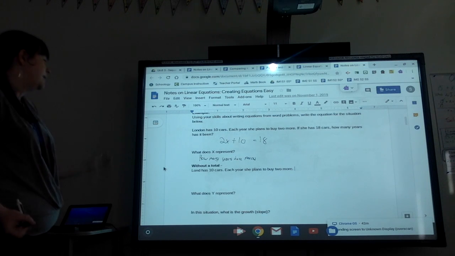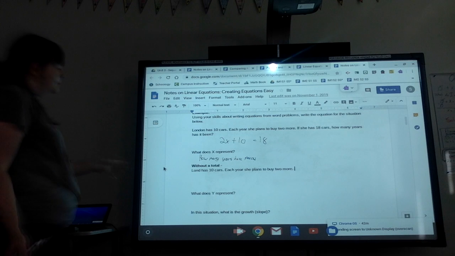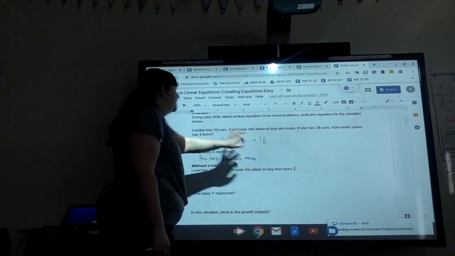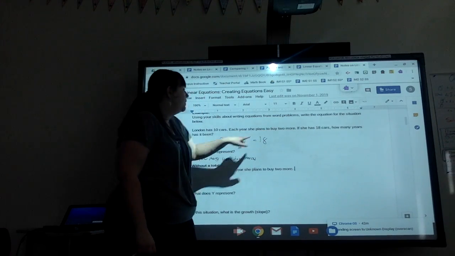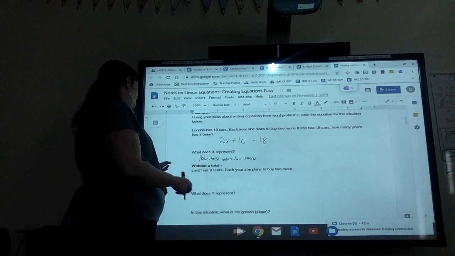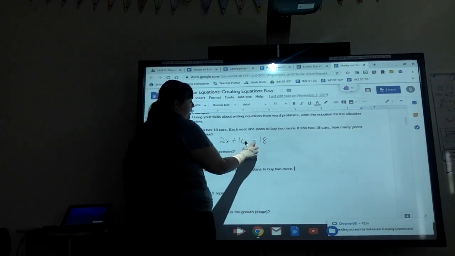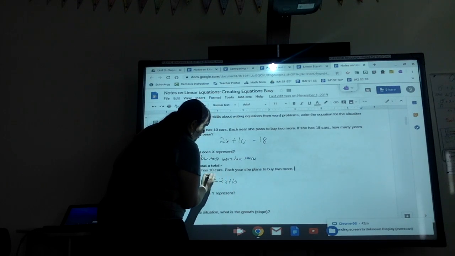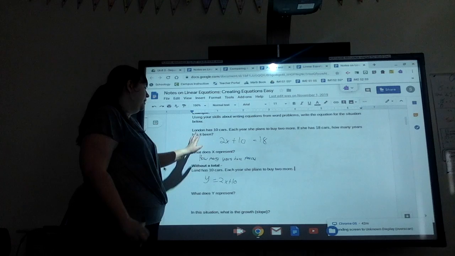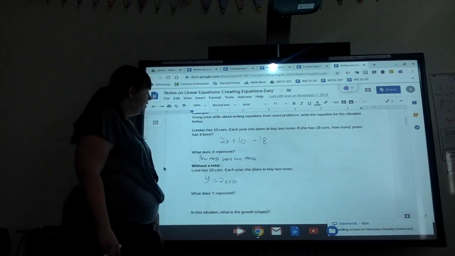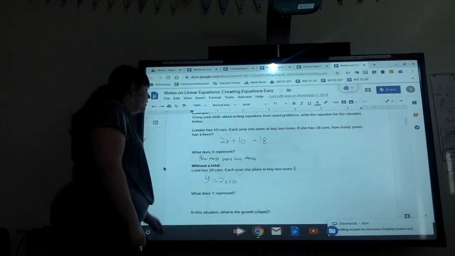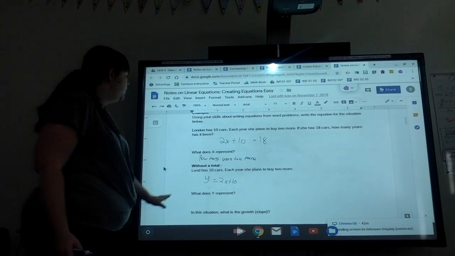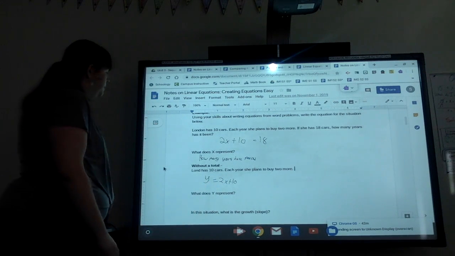But then the next one says, London, oops, look, her name got cut. London has 10 cars. Each year she plans to buy 2 more. So it's the exact same as this, but it's without a total. So it doesn't say if she has 18 cars. So if we don't know the total, instead of equaling 18, I'm going to have it equal y. It doesn't matter if I put the equal 18 here or here. It doesn't matter if I put the equal y here or on this side. People tend to like seeing the y first. It's the most common. So I'm going to start it with y equals 2x plus 10.